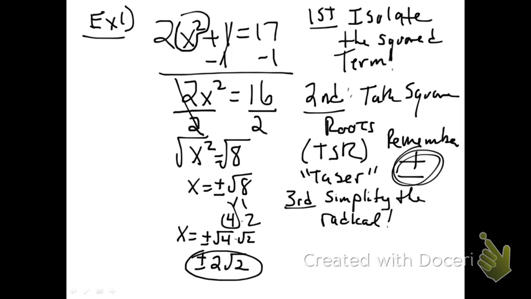Now remember, there are two answers there, one of which is 2 radical 2, and the other is the opposite of 2 radical 2, or negative 2 radical 2. You can write them either way. I'm going to be happy. Just make sure you don't forget the plus or minus sign, or make sure you write them separately and you'll be okay. Let's do another example on another slide here.